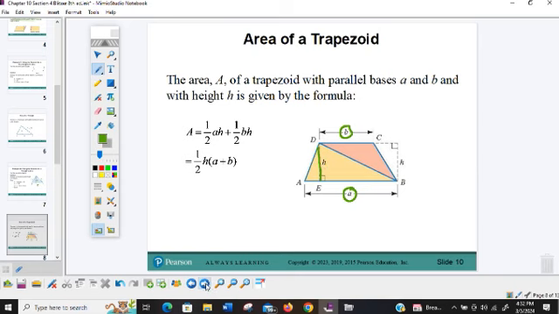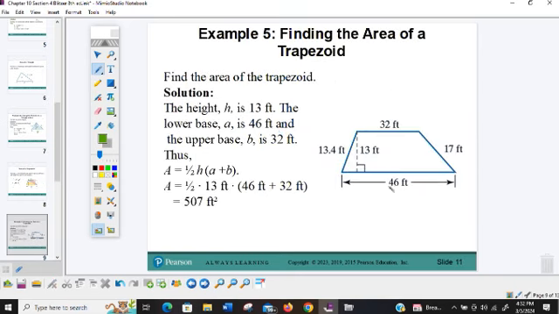So let's try one. Find the area of the trapezoid. Okay, so we're going to need, this is my A, this is my B, this is my height. Okay, so I'm going to do 1/2 times the height, and then I'm going to add in parentheses these 2 bases together, the A plus B. You want to add that first and get 78, okay? Parentheses first, and then do 1/2 times 13 times 78, and you do end up with 507 square feet.